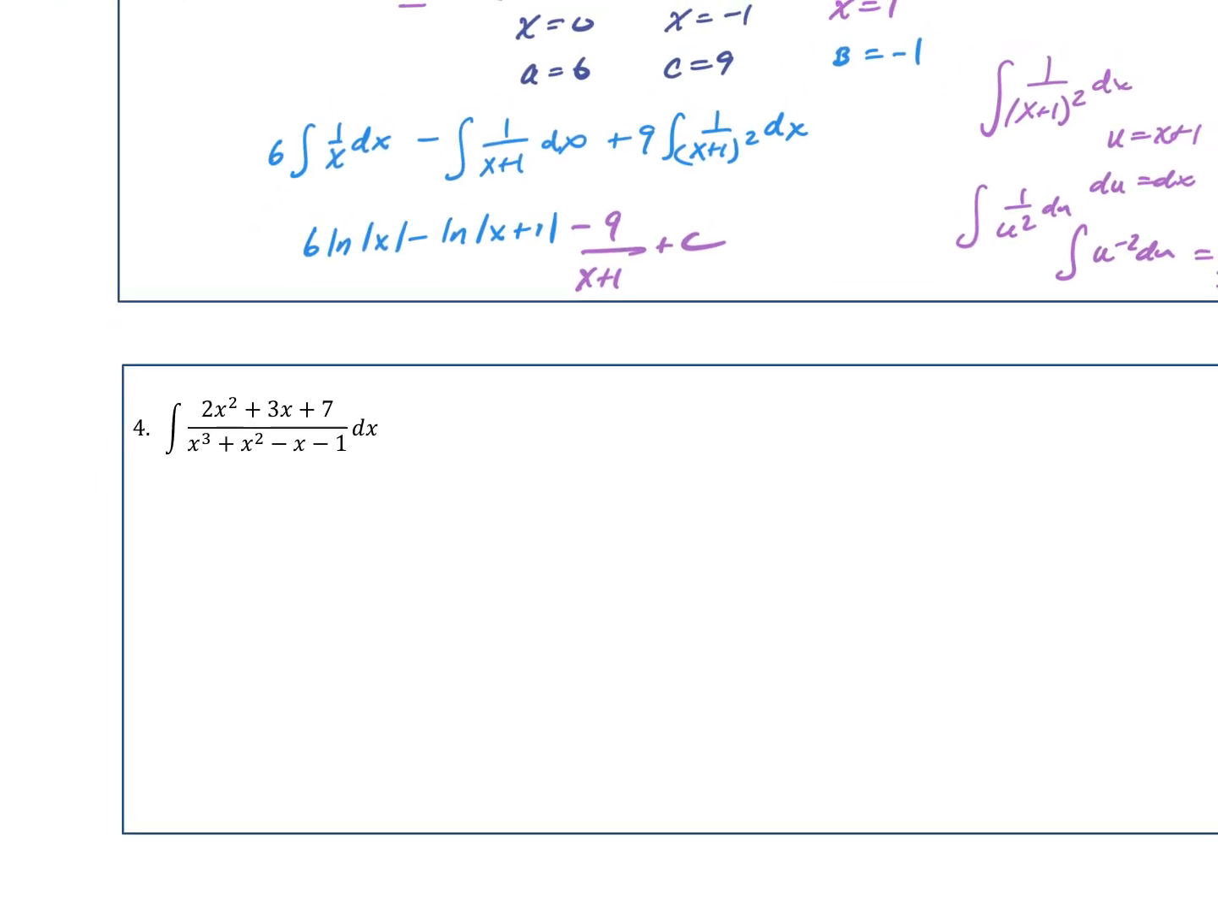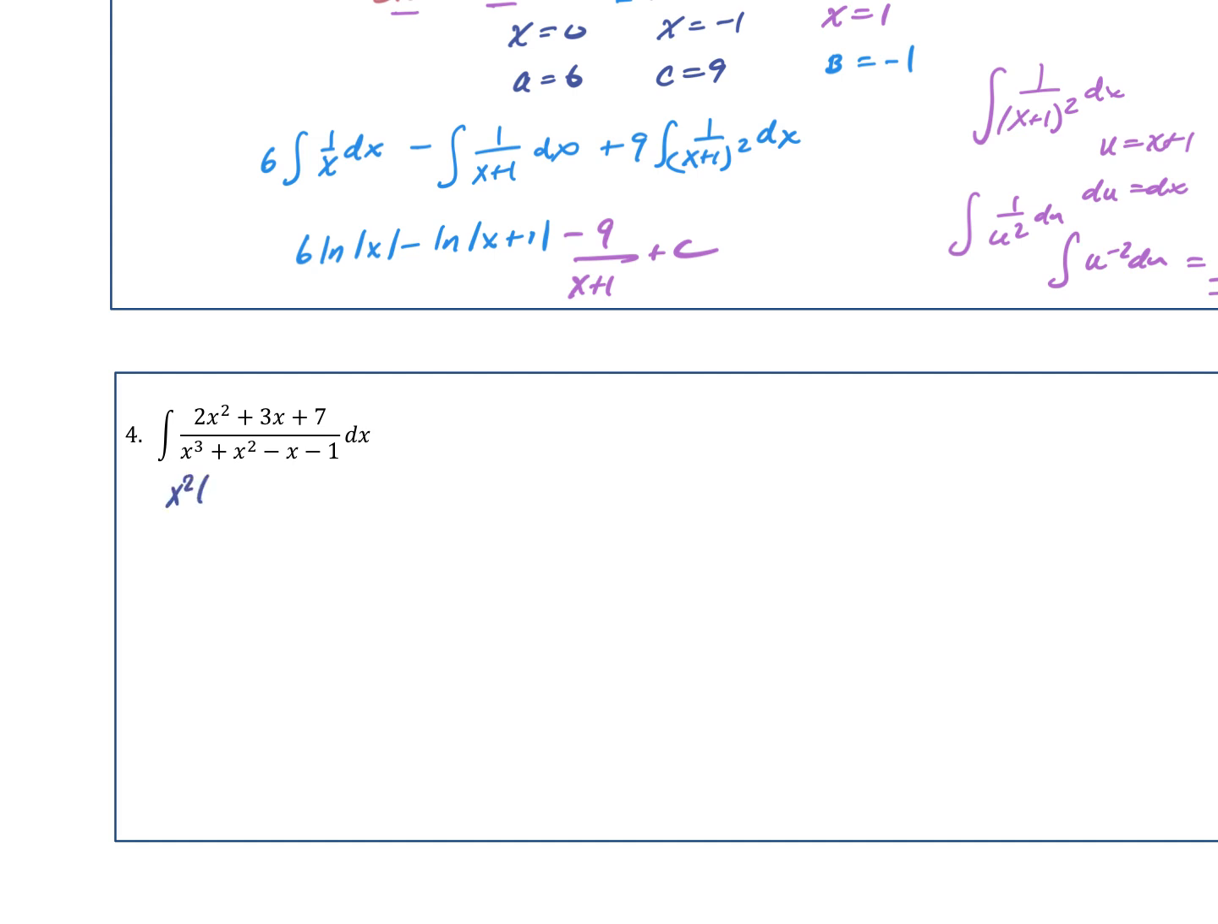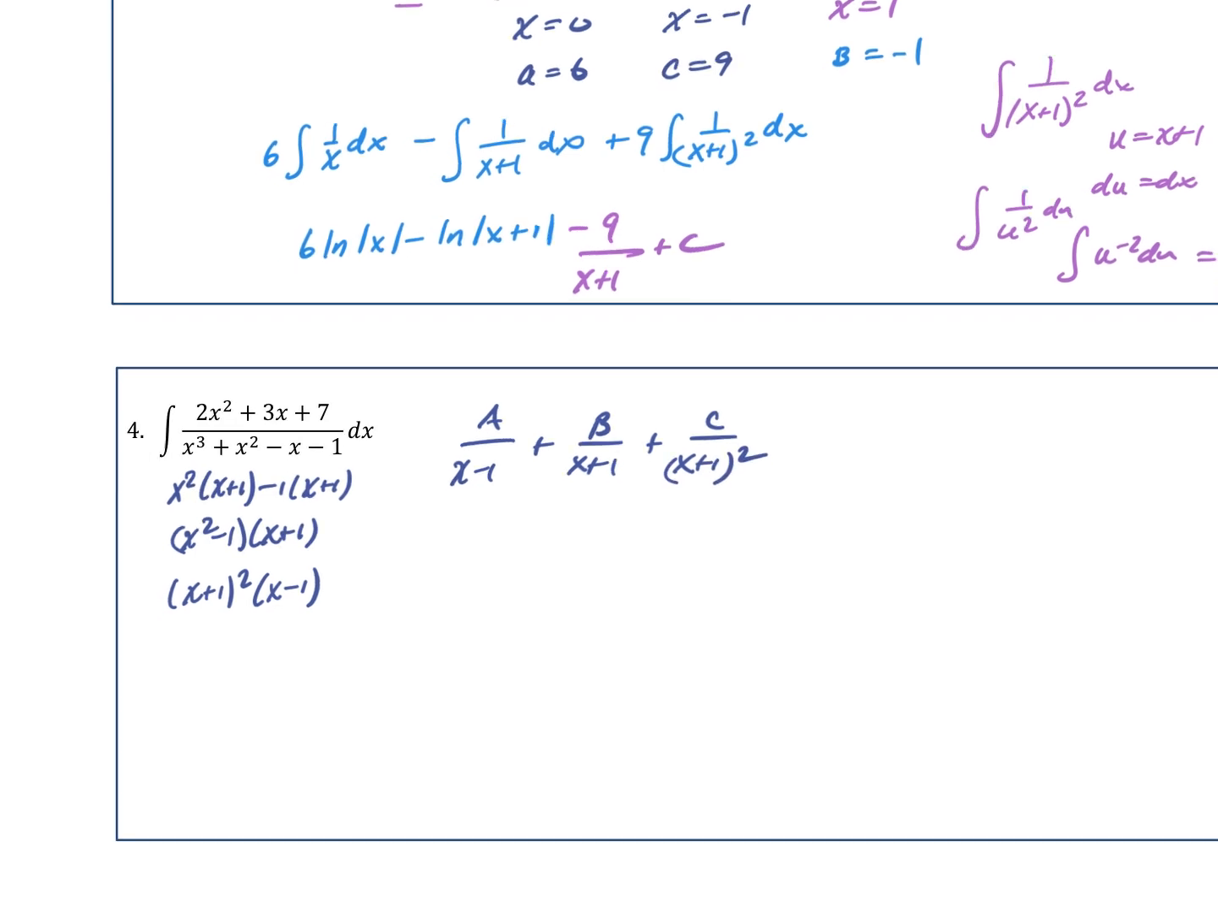And then for this one, I'm going to group it, take out x squared, you get x plus 1. Take out a -1, you get x plus 1. So we're going to get x squared minus 1, x plus 1. So again, we're going to get a repeated factor here. We're going to get x plus 1 squared and then x minus 1. So I'm going to start with a over x minus 1 plus b over x plus 1 and then plus c over x plus 1 squared.